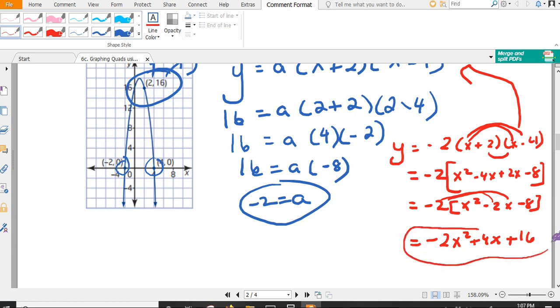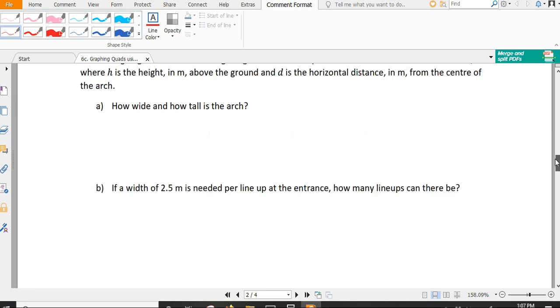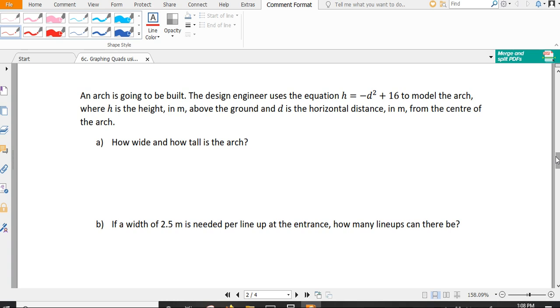Okay. And I think there's one more question, and this one's finished. Yep, one more question before the practice questions. An arc is going to be built. The design engineer uses the equation h equals negative d squared plus 16 to model the arc, where h is the height in meters above the ground and d is the horizontal distance in meters from the center of the arc. How wide and how tall is the arc?